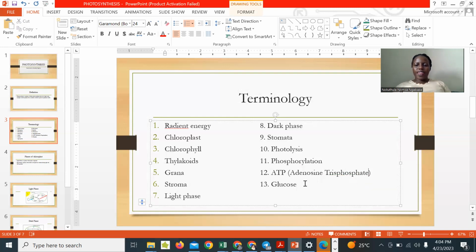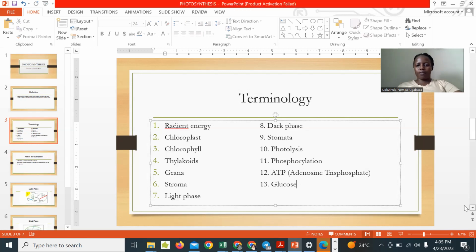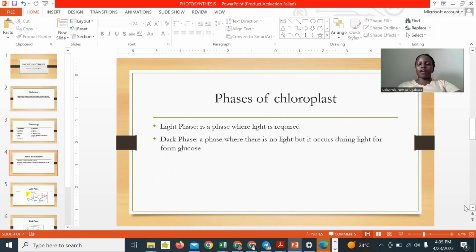All right. And then we have your glucose. I think by now we all know, I've already mentioned it, that glucose is the carbohydrate that is formed during your photosynthesis. And then we're moving on to our next slide, where we have the phases, of which I've already explained the two phases of photosynthesis.